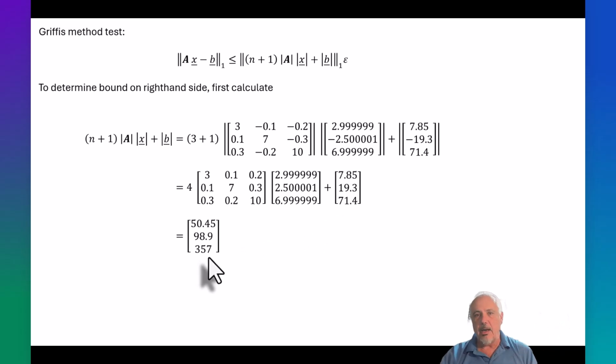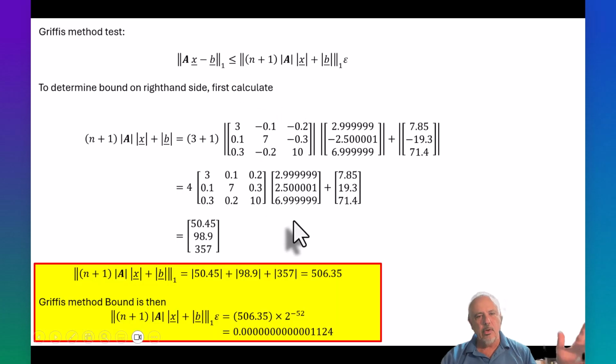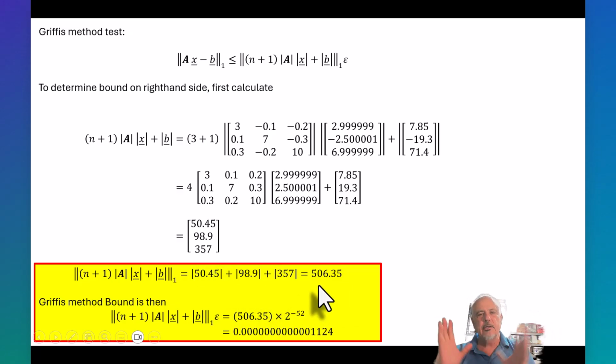So that's the array that's inside the 1 norm. And then I need to take the 1 norm of that, of course. So I'm just adding these 3 things up, and I get 506. So kind of how I look at it, I like to know what is scaling machine epsilon. Because the thing that scales machine epsilon is indicative of how many floating point operations is being estimated here within the Griffiths method bound.